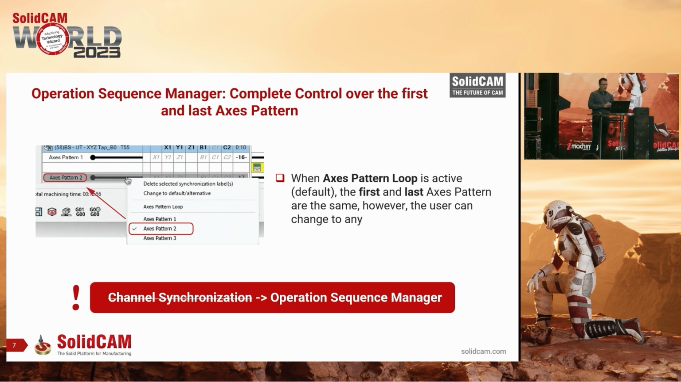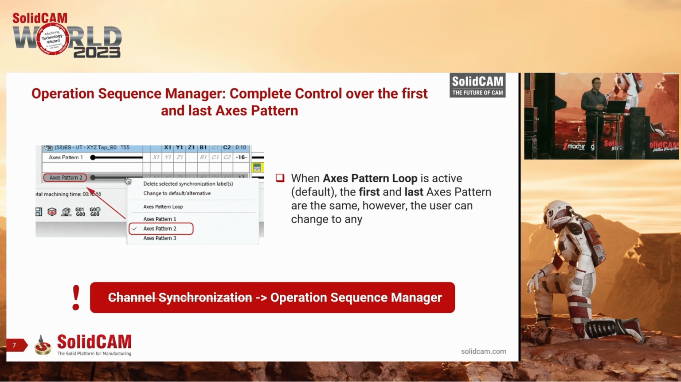Another feature that is very connected to axis patterns, which are mostly available on the Swiss type, is that axis pattern for the first and last was always the same. However, now, especially this was for the Star machines, it's important that also the last can be changed to any you want.